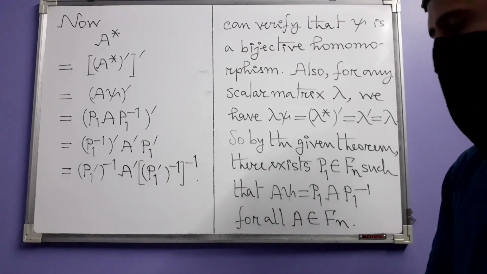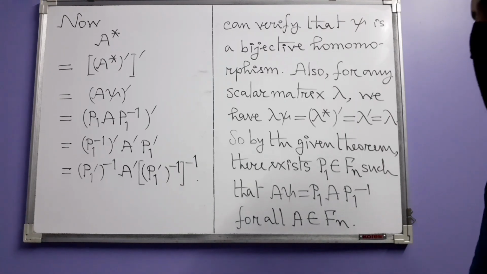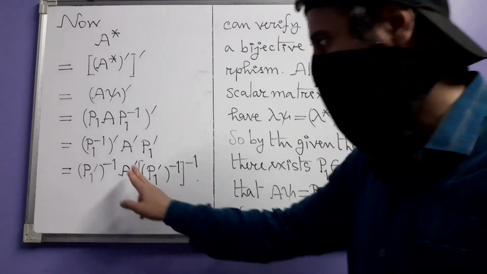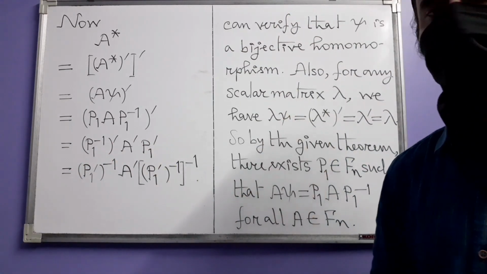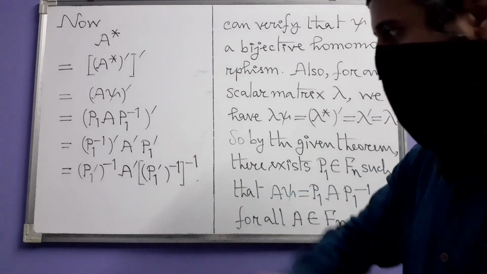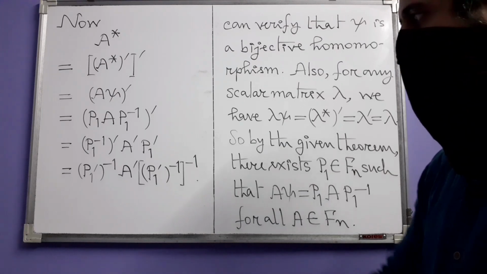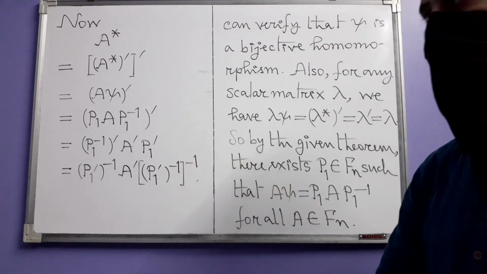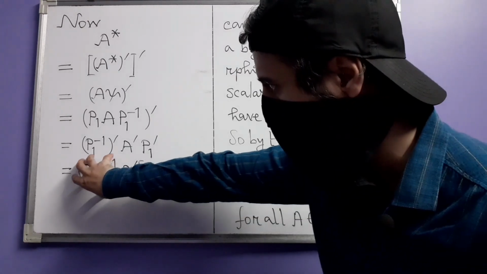So do you see now that you have almost got half of your claim? Because you can think of this P1 transpose inverse as a single matrix. Say you can call it P, then this is P inverse. So that way you are getting A star as P A transpose P inverse. So you have found your P. This is your P.